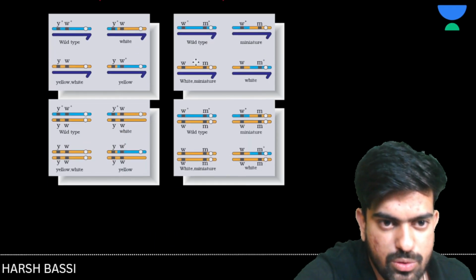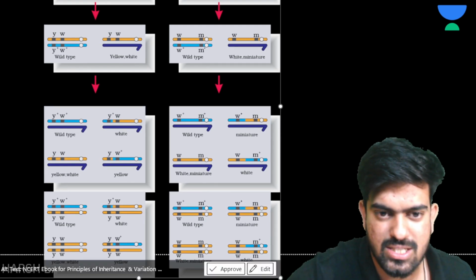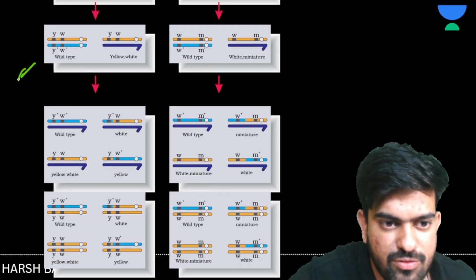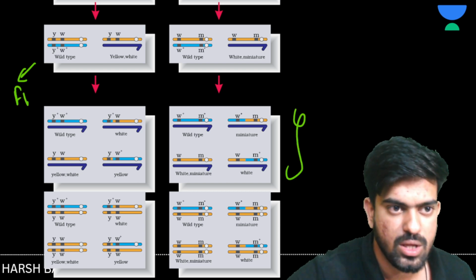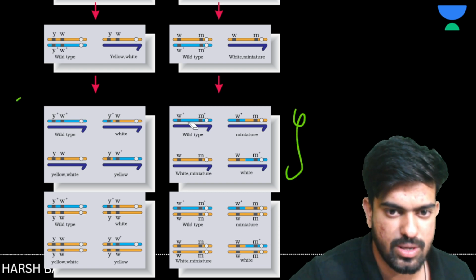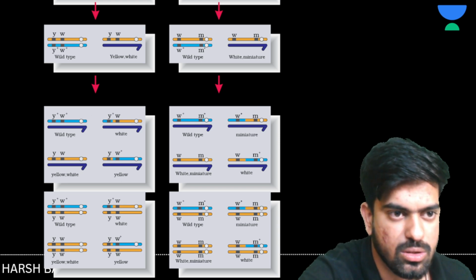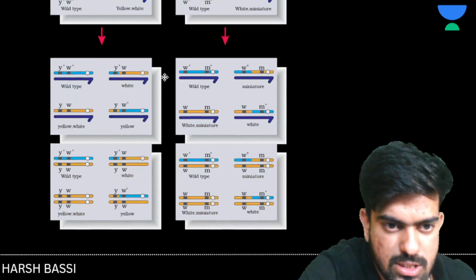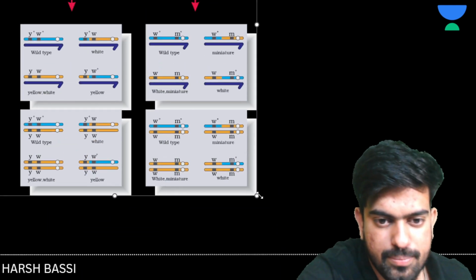Let me do one thing. Let me show you this only, okay? So first of all, let us understand. This was the F1 generation. Now we have the F2 generation. So I'm just showing you the picture of the F2 generation. I think it's visible properly.